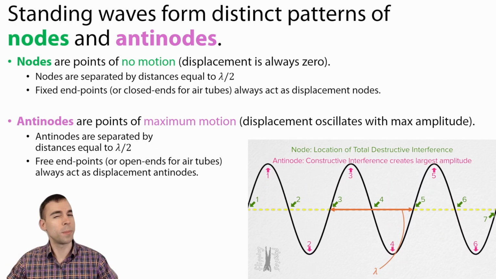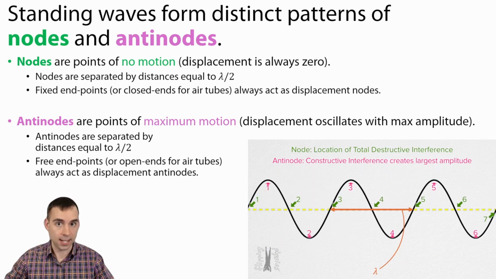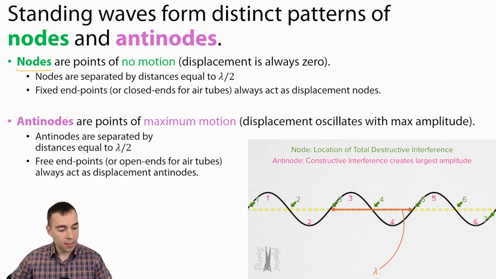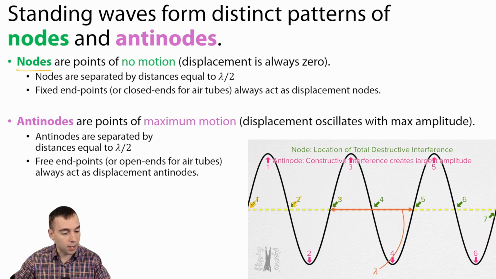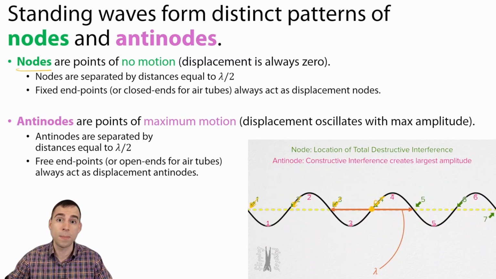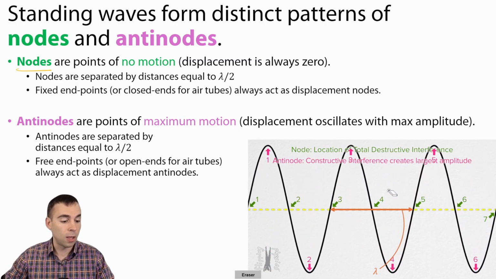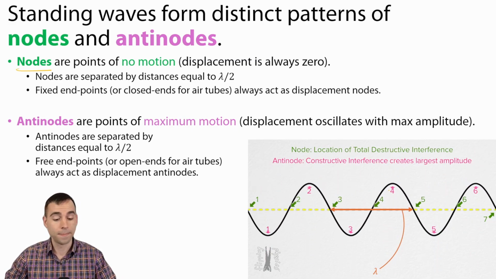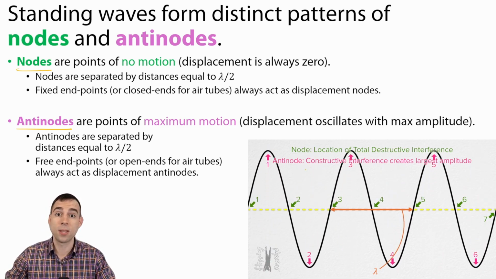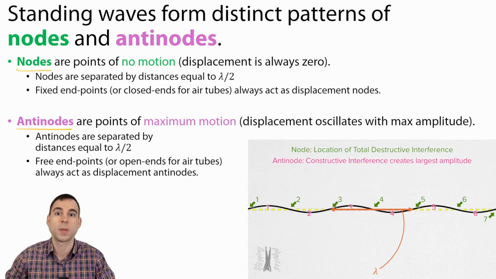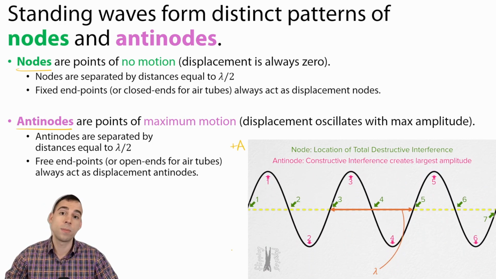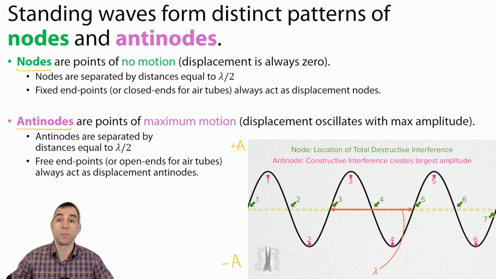These standing waves form distinct patterns of nodes and antinodes. A node is a point of no motion. That's these spots right here marked in green. You'll notice that when I just look at the displacement of that position on the medium, it doesn't displace at all. Its displacement stays zero the whole time. On the other hand, we have antinodes, which are marked in pink here, and these are points in the medium that experience a maximum displacement. They're constantly oscillating back and forth between a positive maximum displacement and a negative maximum displacement.